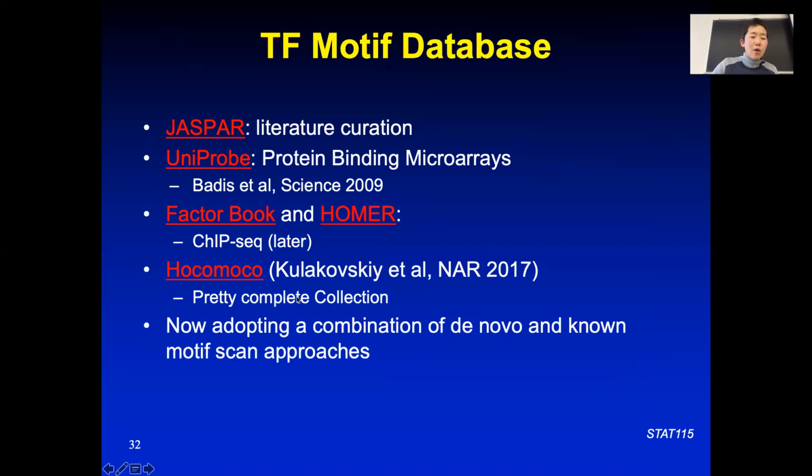And so nowadays, if you start from some sequence for motif finding, a lot of these algorithms use a combination of de novo motif finding. And if you already have a known motif, you just look at whether there's a hit or not a hit, right? It's easier now.